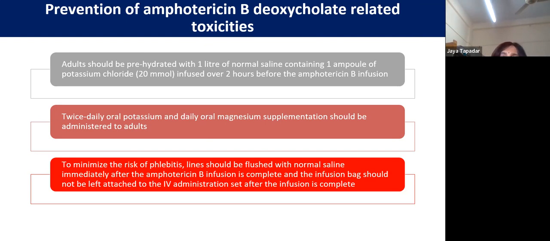of amphotericin B. Then also you should supplement potassium and, if possible, magnesium, because they will have hypokalemia. Okay, so they can give pot chlor, which is easily given but not easily taken, because it's not tasty at all. And to minimize the risk of phlebitis, I told you a lot of phlebitis occurs. Every time you finish the dose of amphotericin B, you should flush the line with normal saline. Okay, next.